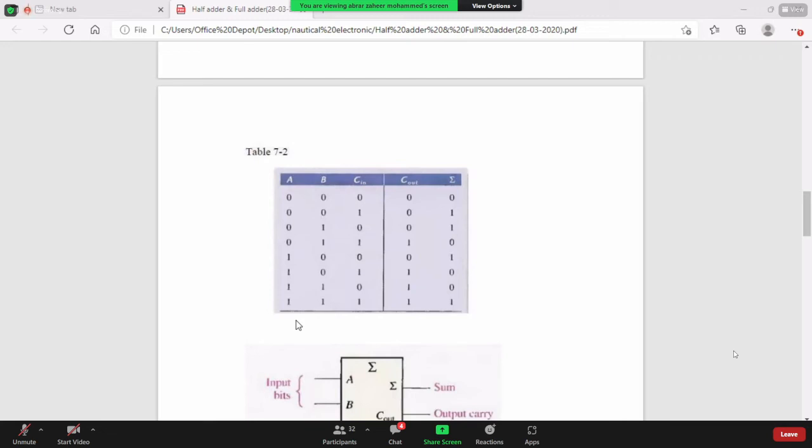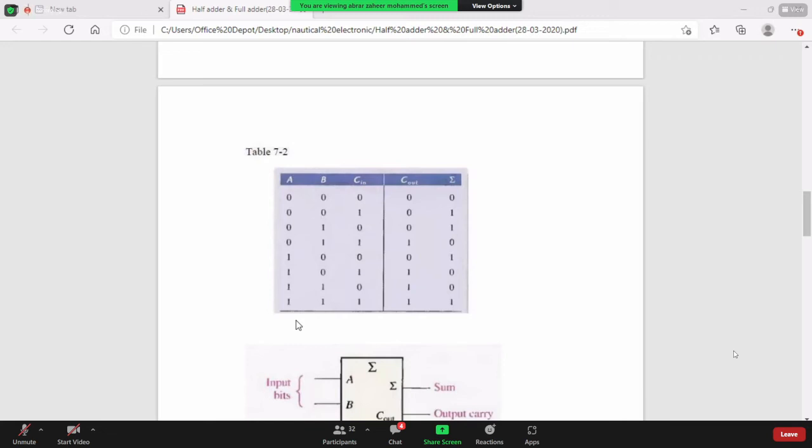For 0, 1, 1, what are the sum and carry? A is 0, B is 1, and C in is 1. So 0 plus 1 is 1, and again 1 plus 1, we get sum 0 and carry 1. Next input is 1, 0, 0. So 1 plus 0, we get 1, and again 1 plus 0, sum is 1 and carry is 0.